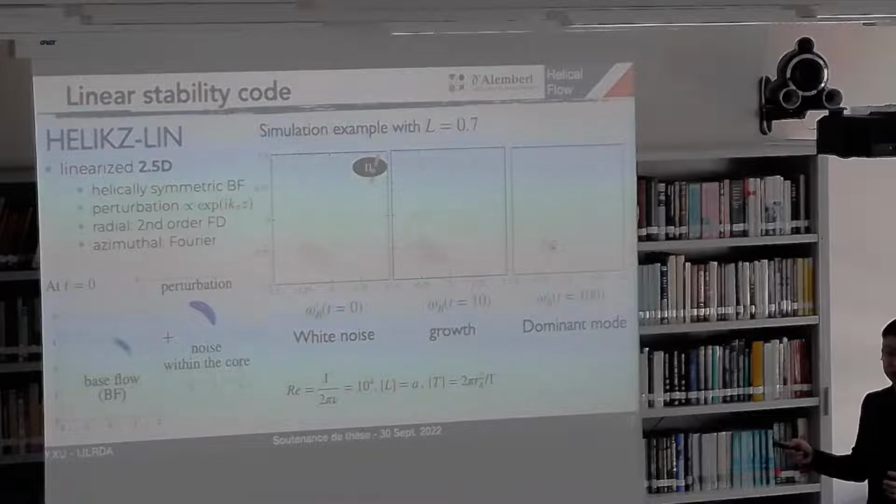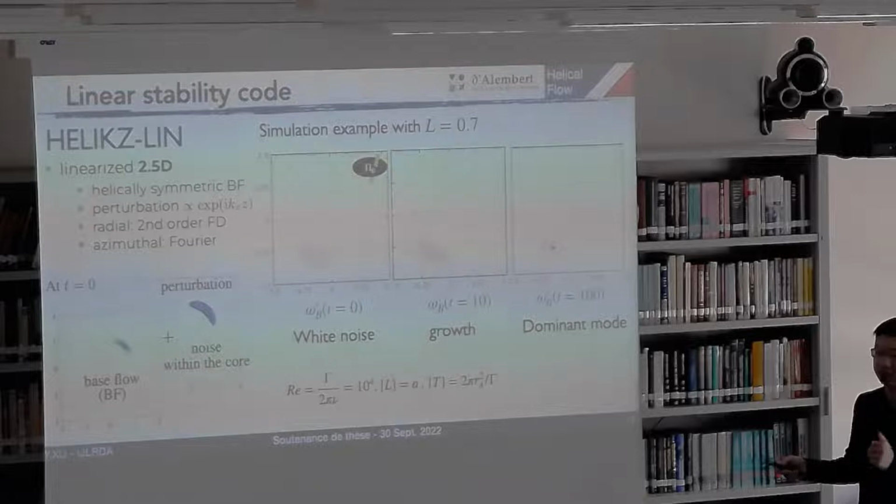For all the simulations that I will introduce below, we use a Reynolds number equal to 10^4. We use a different scaling here because the theory is done with the core size, but in our simulation we rather use the helical radius.